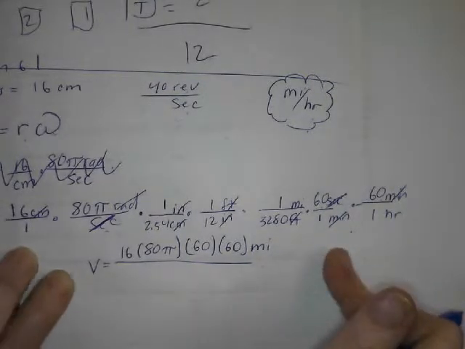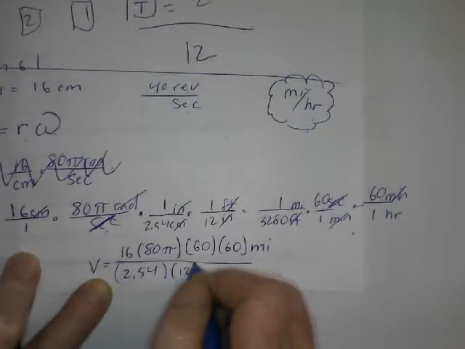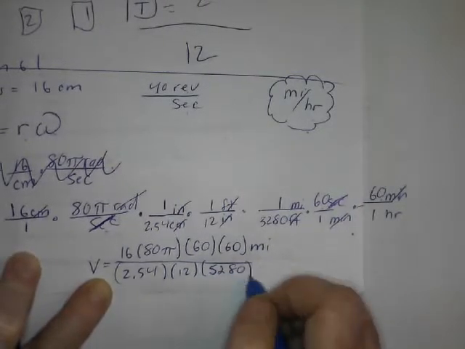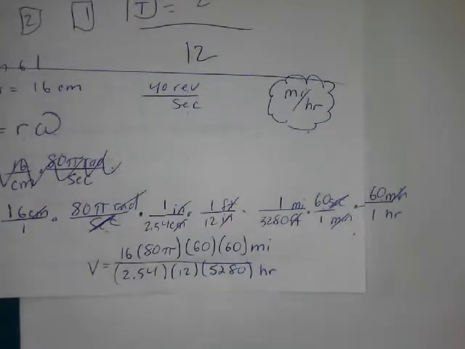And so what else is down here? 2.54 and 12 and 5,280 and then just hour. Now I got miles per hour. So that's an okay answer with me.